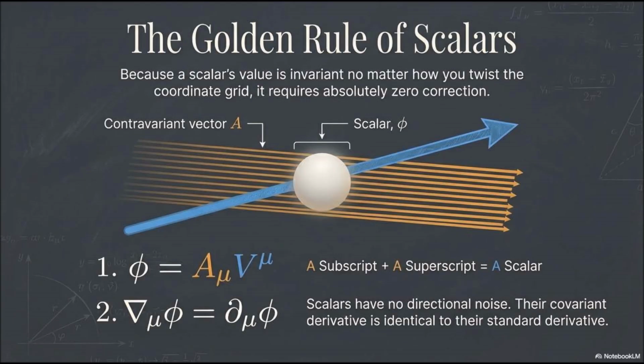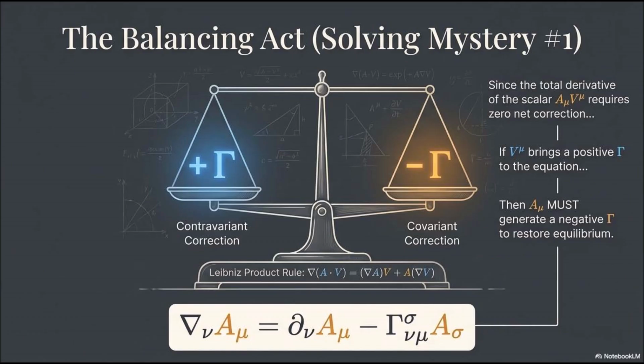Let us begin with contravariant vectors. The text associates these with physical quantities like position or velocity. And the defining characteristic of a contravariant vector is how it scales when you change your coordinate system. The text says it scales with the coordinates. Yes.